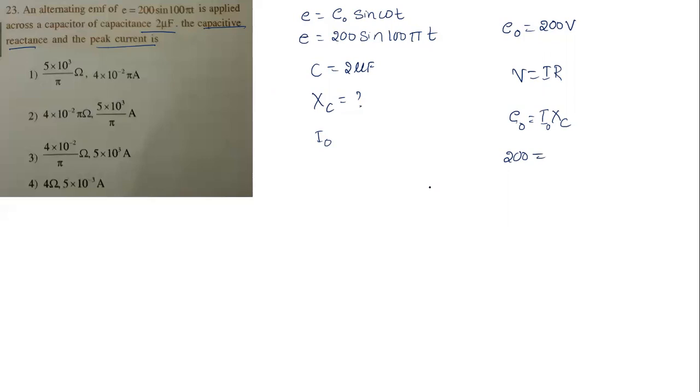I naught is not given, right? We need to find out I naught also. XC is also not given. These two are pending now. Since these two are pending, we cannot use that relation directly, right? Then what can we do now?